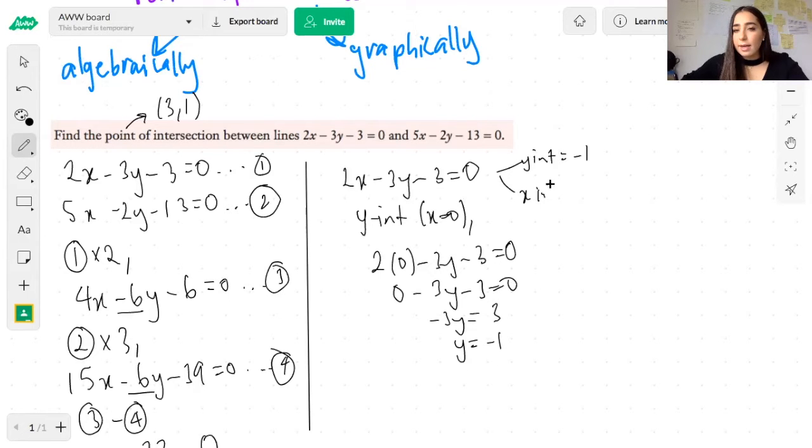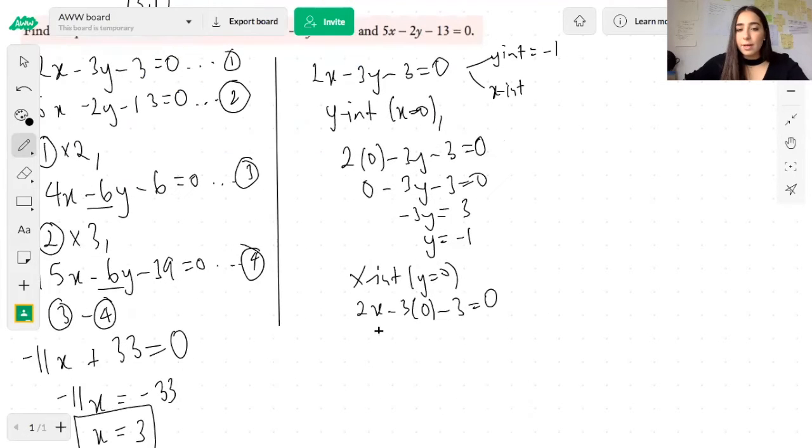Now we have to find the x-intercept. The x-intercept is when y equals 0. So I sub 0 into y, so we get 2x minus 3 lots of 0 minus 3 equals 0. And then we solve for x. So we get 2x minus 0 minus 3. We get 2x equals 3, moving that to the other side. And we divide both sides by 2, we get 3 over 2. So the x-intercept is 3 over 2.